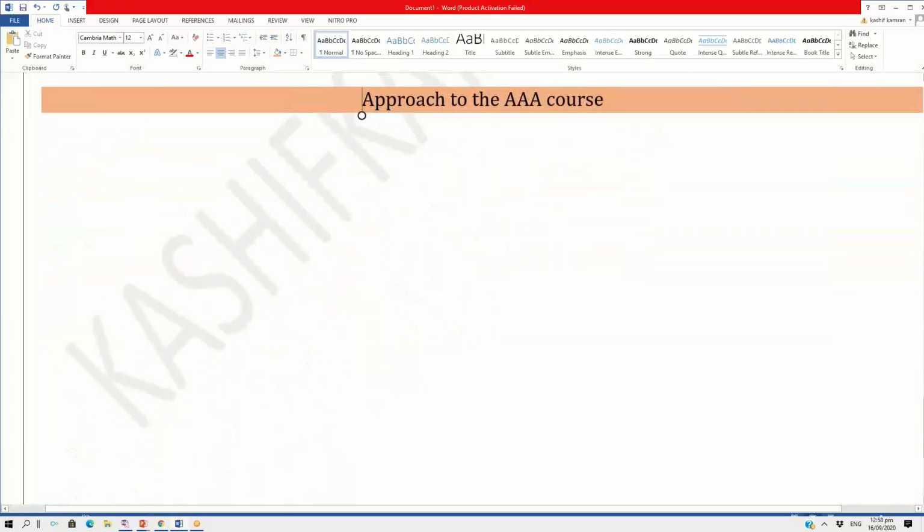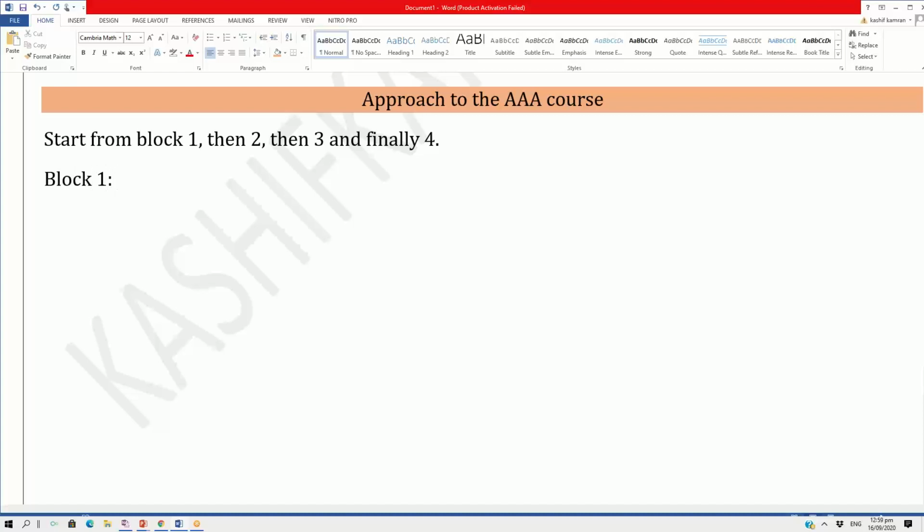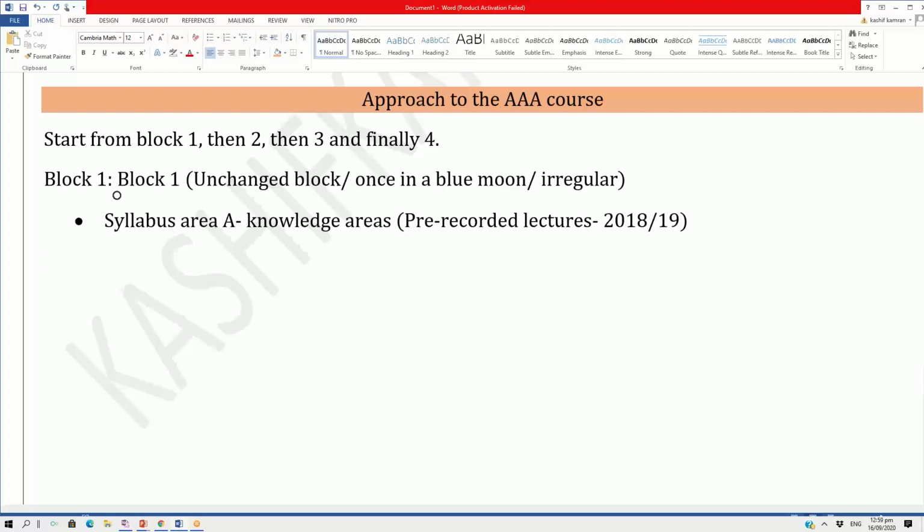Now, how will I be approaching? Well, we will first start from block one, then two, then three, and finally four, obviously. And we will do current issues if there are any. Block one is the block which I'm saying is an unchanged block, which comes once in a blue moon and is irregular. It is basically syllabus area A, which is knowledge areas, and these are lectures which I pre-recorded in 2018 and 19. I think one of my lectures was recorded in 2020.